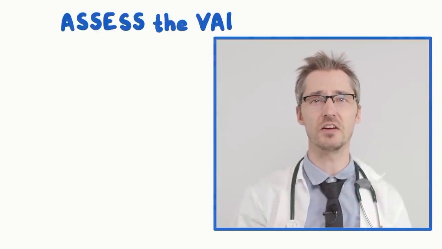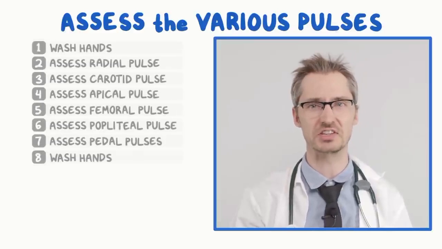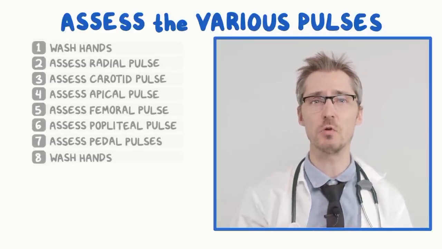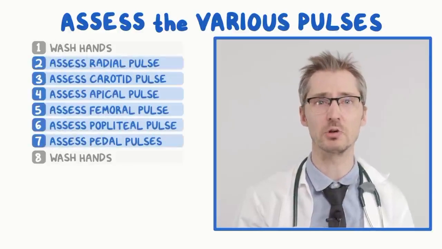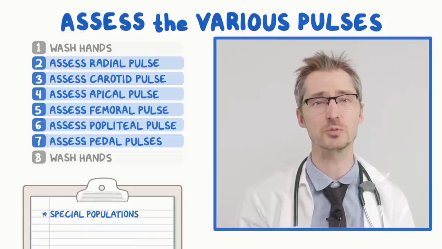First, how to assess the various pulses. In a normal examination, you'd do everything on this list, but to keep things concise, this video will focus on the steps in blue and will also cover special populations like infants, children, and the elderly, as well as a summary. Meet Fred. Fred's pulse is between 60 and 100 beats per minute.